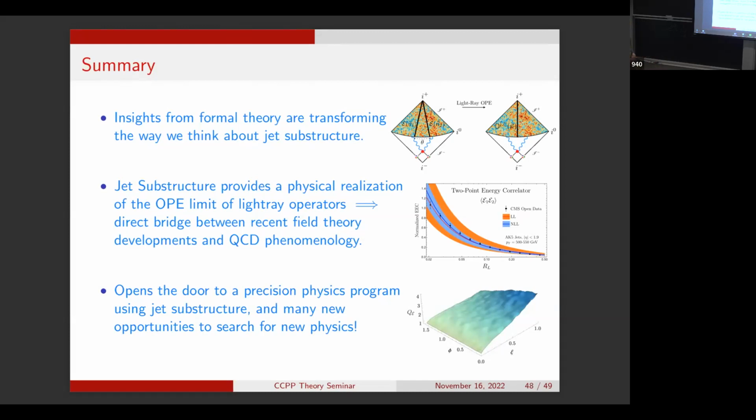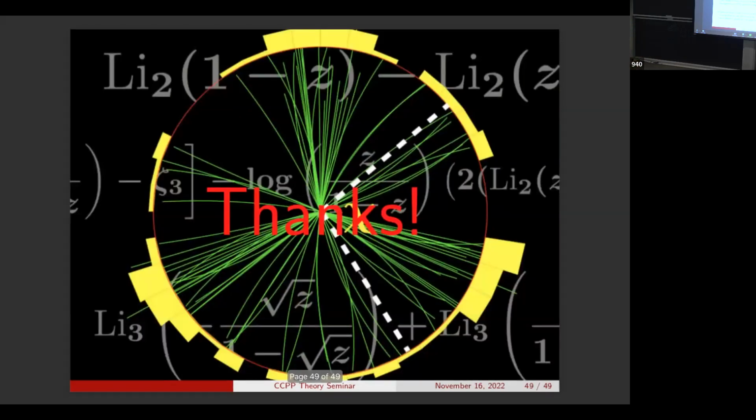Okay, so just to summarize, hopefully I convinced you that some of these insights from formal theory are having an actual impact on how one does calculations at the LHC as well as how one analyzes the data. The thing which makes this possible is that these jet substructure analyses provide a physical realization of this operator product limit of light-ray operators. People are often studying the case where you have a very small jet and are bringing a bunch of these operators together. This provides some form of bridge between all these nice formal theory developments and QCD phenomenology. And hopefully this will have impact going forward. So thank you.